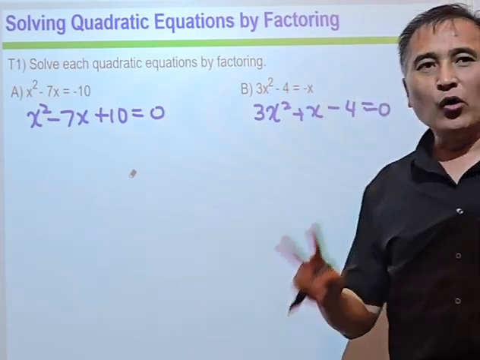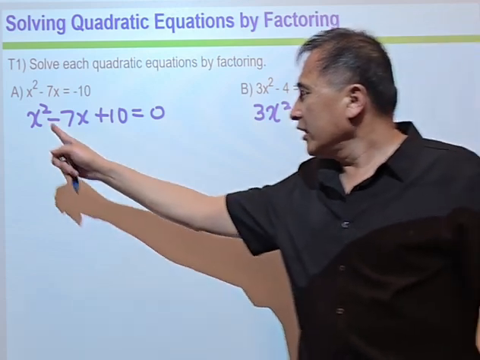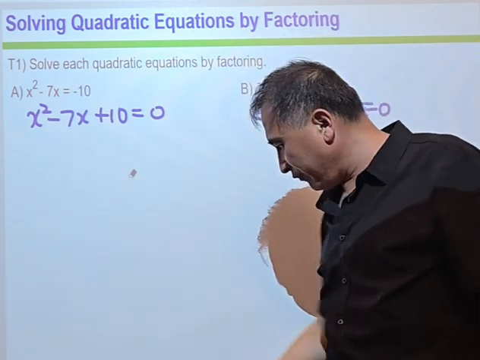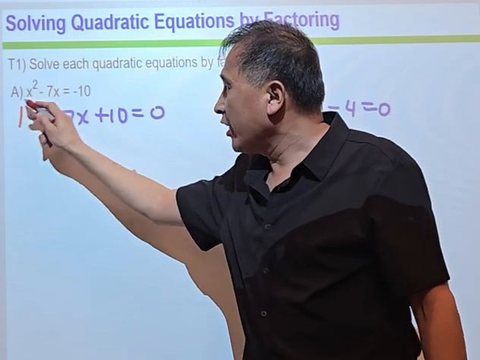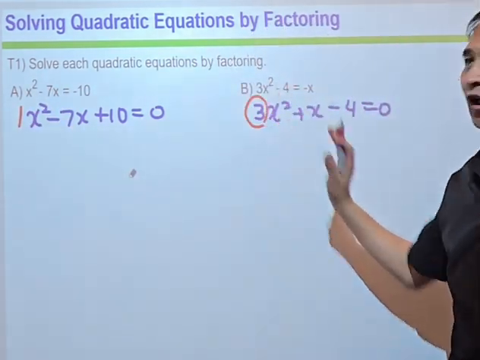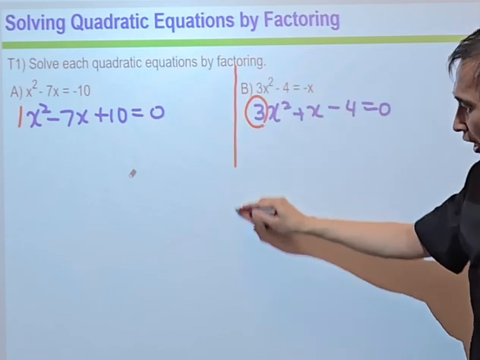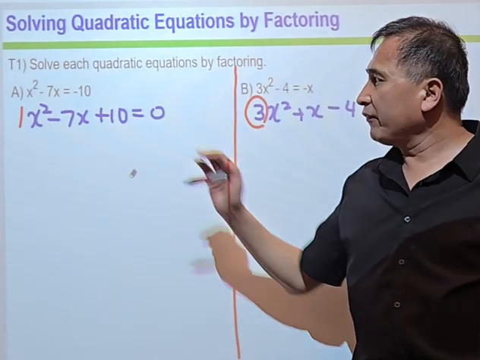Okay? And with a trinomial, when you factor it, there are two types. One is the leading coefficient, the number in front of x squared right there. If it doesn't have anything, that's 1. So the leading coefficient is 1 or not 1. There are two types, and leading coefficient 1 is easier, so let's solve that first.